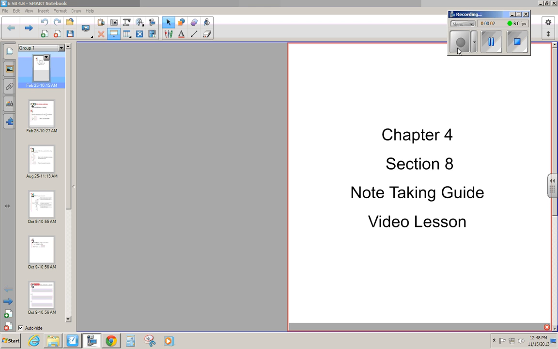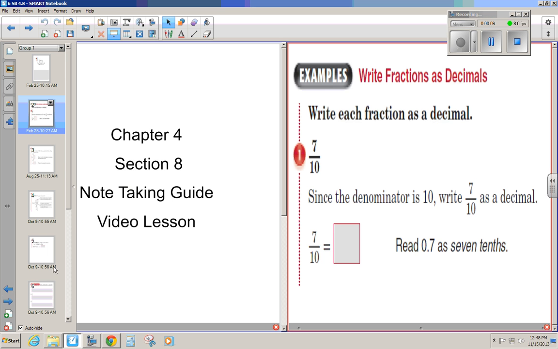Welcome back to Chapter 4, Section 8, Writing Fractions as Decimals. All right, to begin with, write each fraction as a decimal.